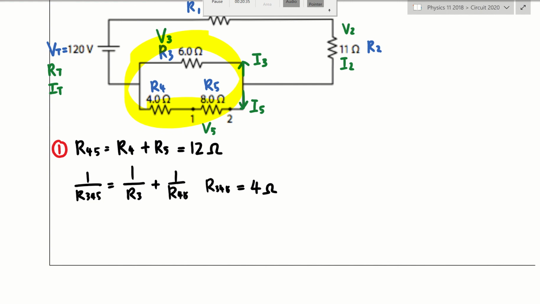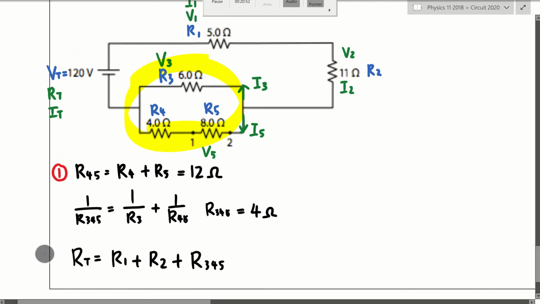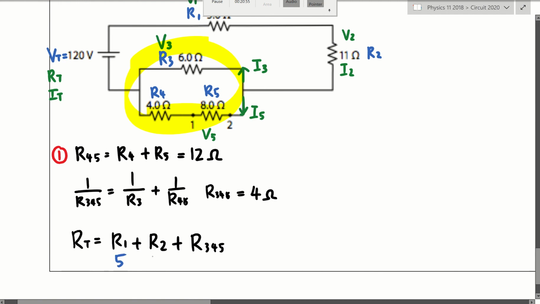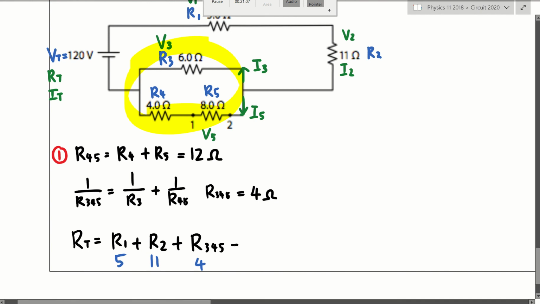So to get R total, we're now at the point where we can actually get R total. R total is R1 plus R2 plus R345, since they're in series. So we just add them. R1 is 5, R2 is 11, R345 is 4. So add them together, that's exactly 20, I believe, right? So 11 plus 4 and 5, that's exactly 20. So the total resistance in this circuit is 20 ohms.